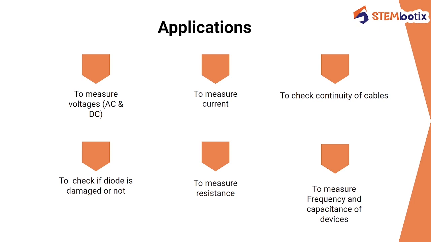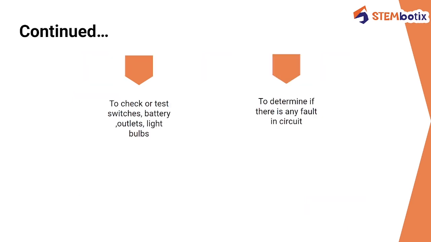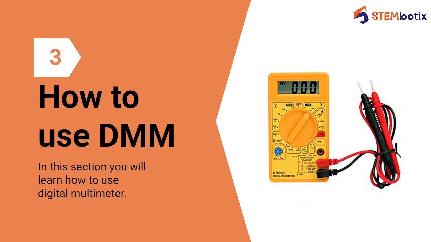To check if a diode is damaged or not, means to check whether your LED is in running condition or is damaged. To measure the resistance of a resistor, to measure frequency and capacitance of some devices, to check or test switches, batteries, outlets, light bulbs, and to determine if there is any fault in the circuit, you can also use a digital multimeter.